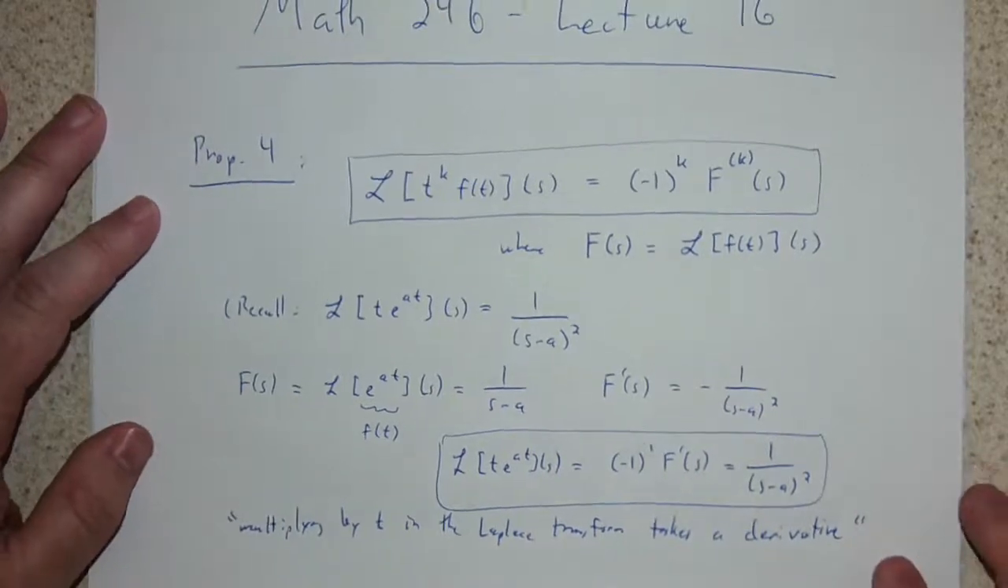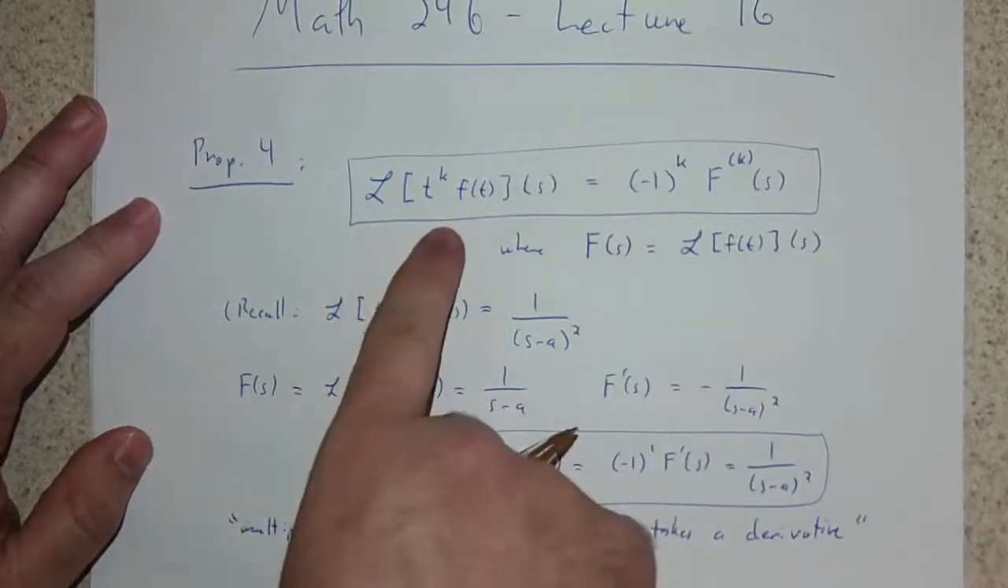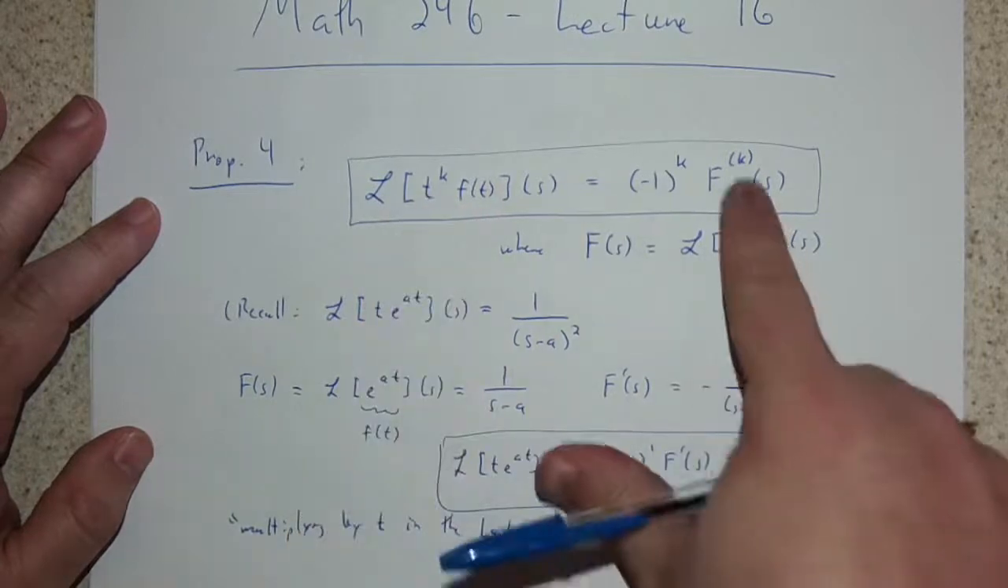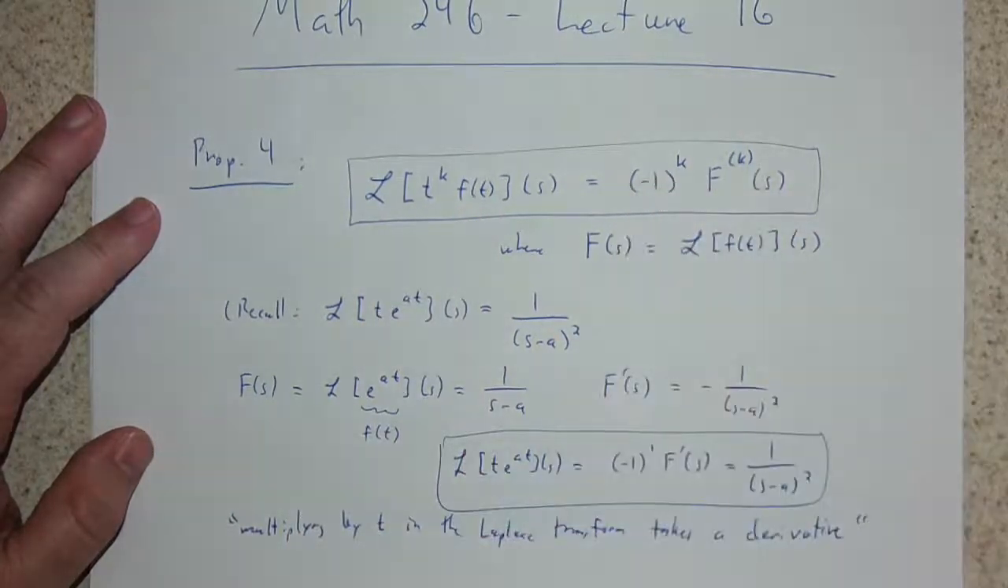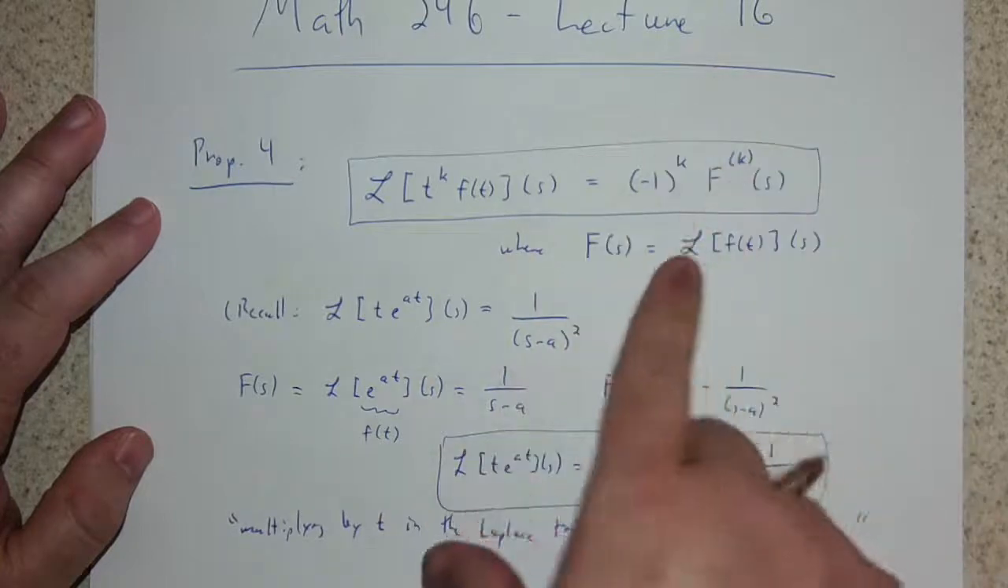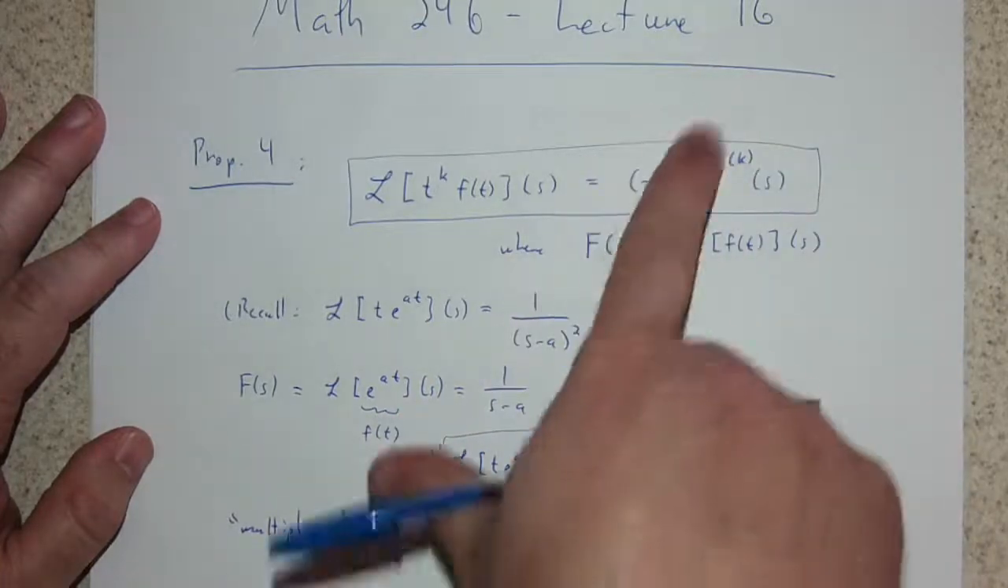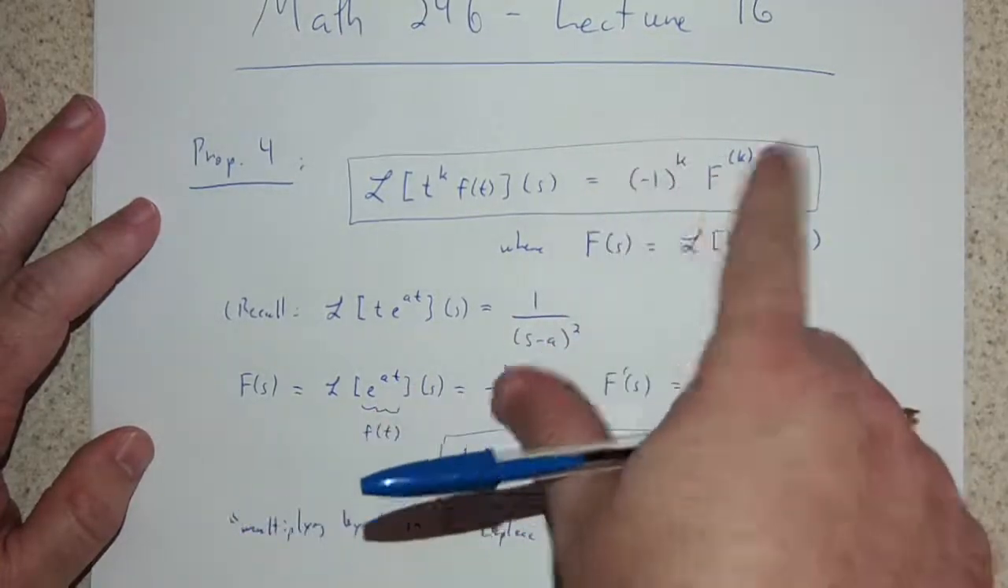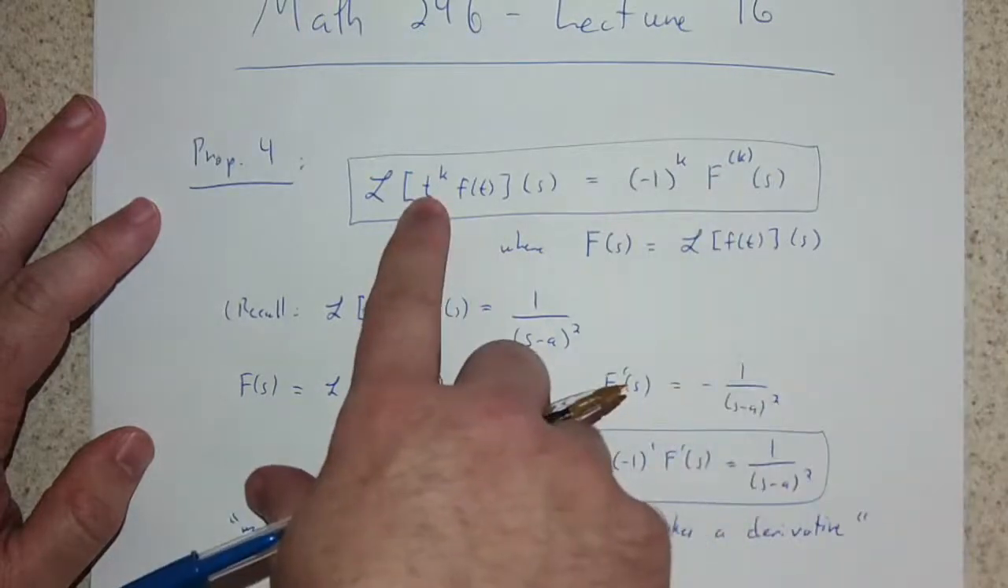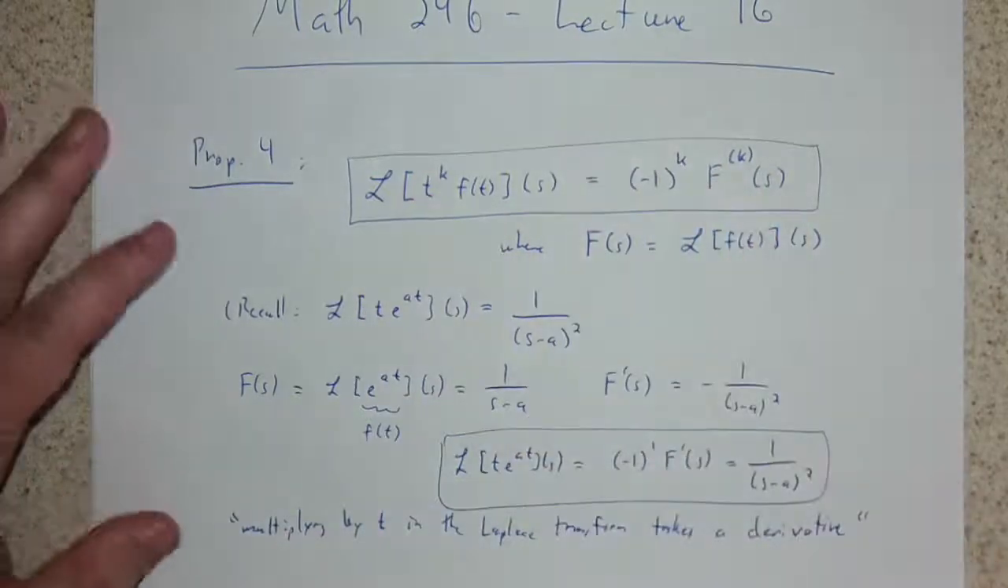That's the way to think about what's going on. Every power of t that I multiply f by takes another derivative. And yes, there's this minus 1 to the k out front here, but forget about that. That's something you toss in at the end. The main thing to think about is that multiplying by t is associated with taking derivatives of the Laplace transform.